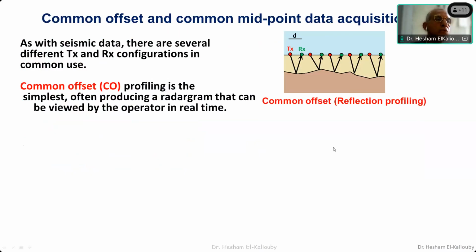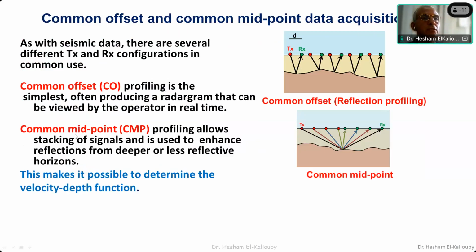You can also use what's called common midpoint measurements. CMP is where you move the transmitter away from the receiver, and you get the reflections from the first interface between the first and second layers. This is commonly used to determine the velocity of the first layer, which is required to determine the depth of investigation.